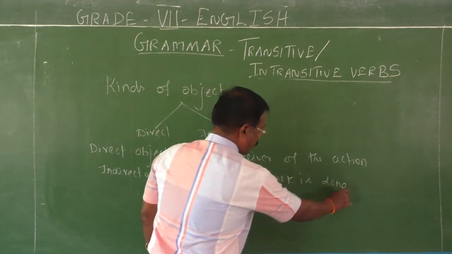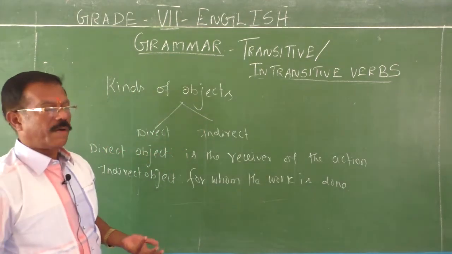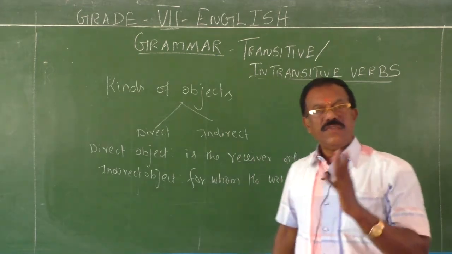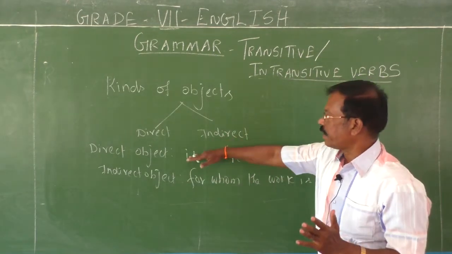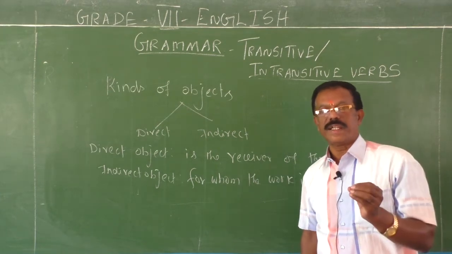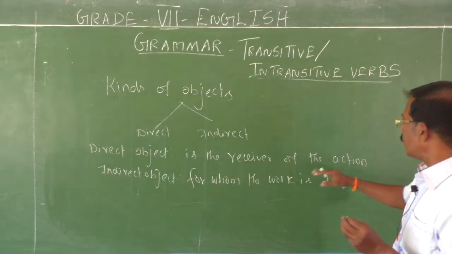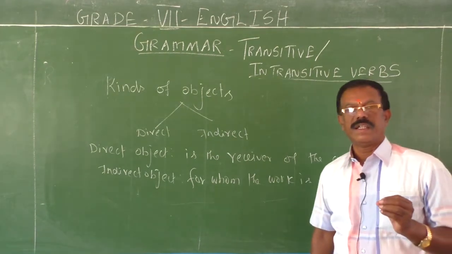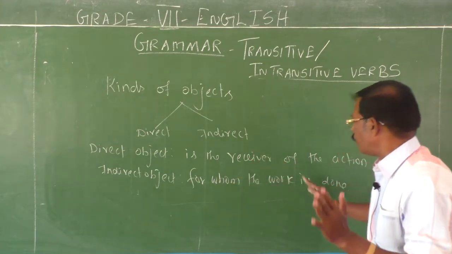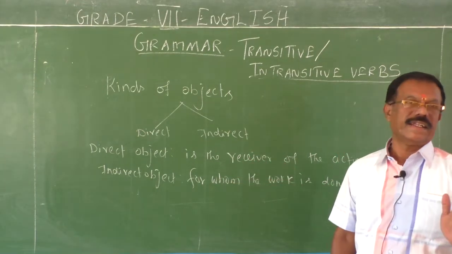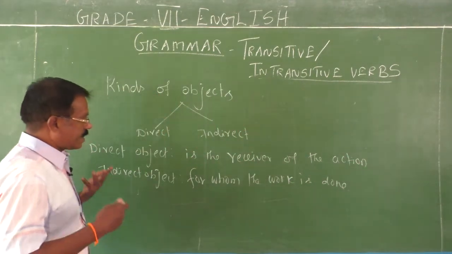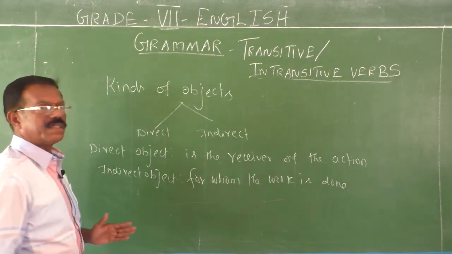Okay. So you may have two objects. A verb may have two objects in a sentence. If it is so, then one is called a direct object, another one is called the indirect object. What is direct object? Direct object is the one who is the receiver of the action. What is an indirect object? Indirect object is one for whom the work or the action is done. Now, let me give you one or two examples to make this area clear.